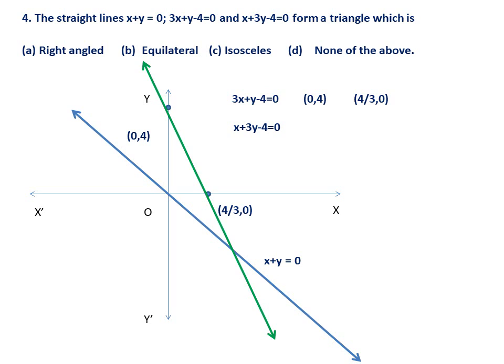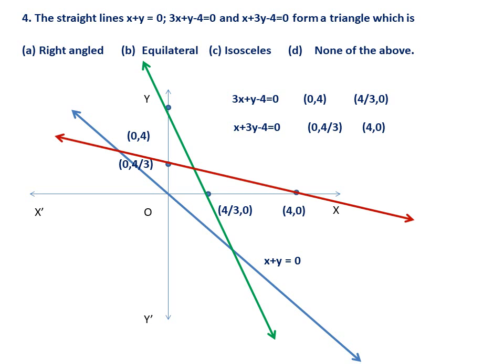In the same way, you can also find this, x plus 3y minus 4 equal to 0. Same method, find the 2 points. Actually, you need not find once again, just reverse it: (0, 4/3) and (4, 0). So, now once again mark the points and draw the line. So, now it is very clear.